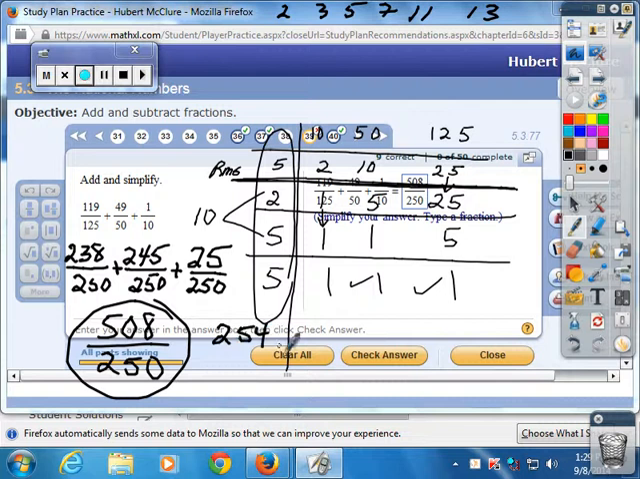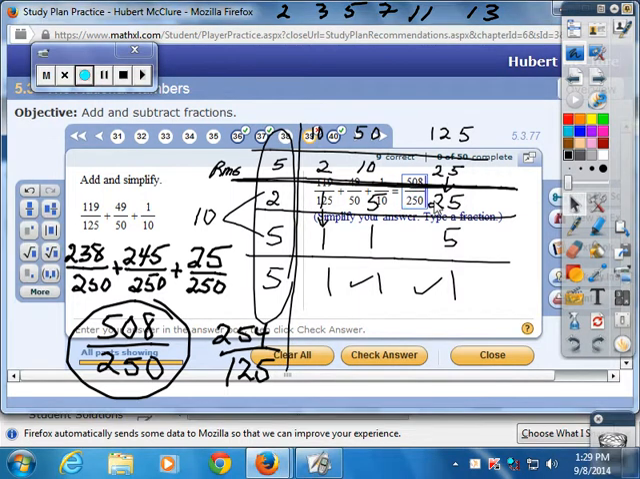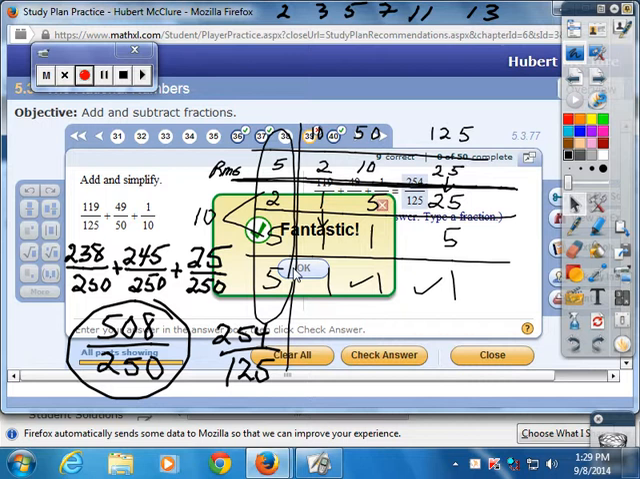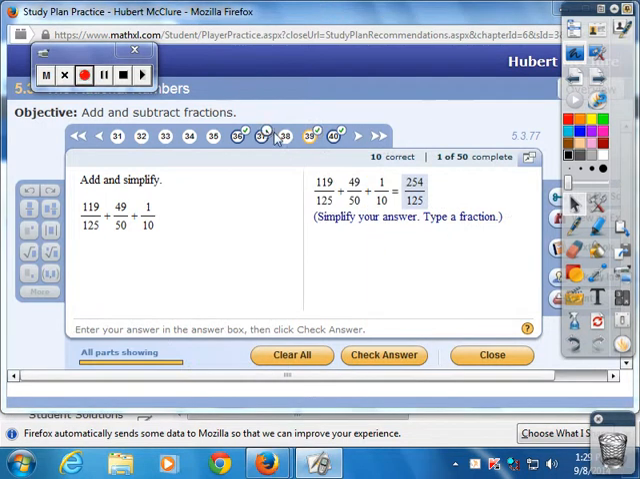254 over 125. And 5 is the only thing going into 125, so that's pretty much done. Let's check it now. And that'll sneak up on you. Now, I won't take all credit off, but I will take a good portion of it off. You need to remember to reduce. 254 over 125. Look at that. We got a fantastic answer. We feel good about ourselves. So we don't have to put smokestacks on our 4-cylinder truck.